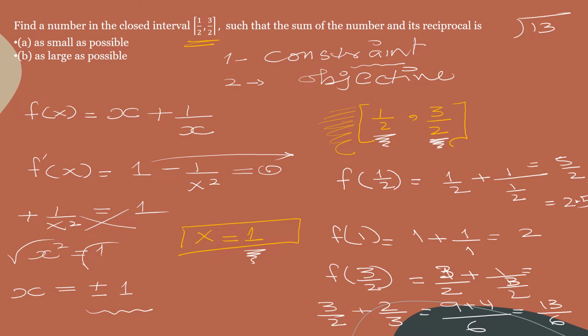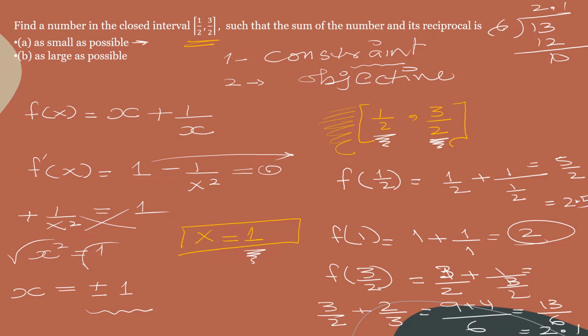Here, if we divide 13 by 6, 6 times 2 will get 12, and 1, and then put the point over here. So it will be something like 2.1. Okay, so our smallest value is f of 1 equals 2.